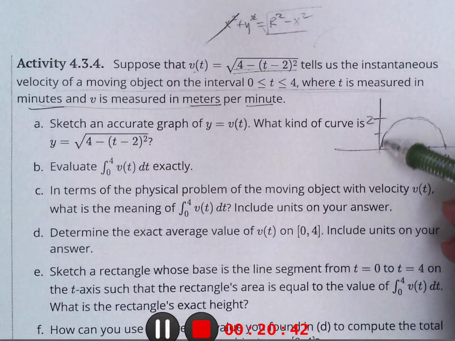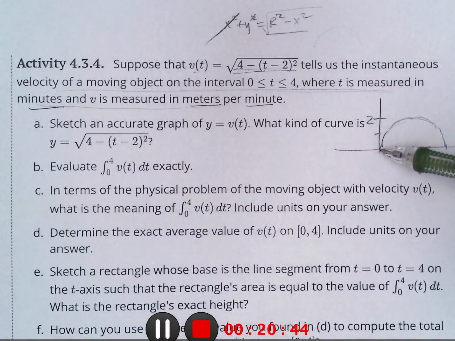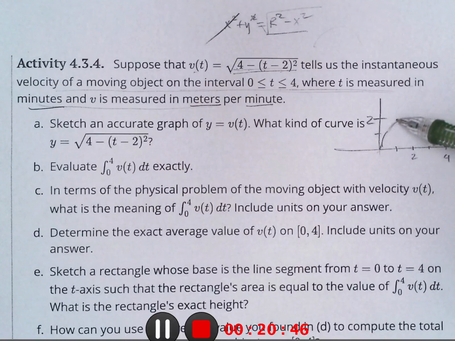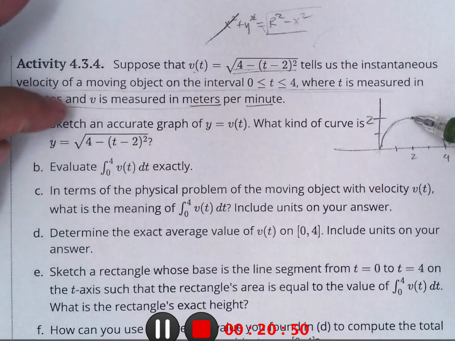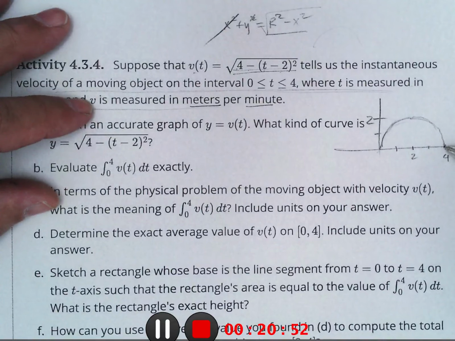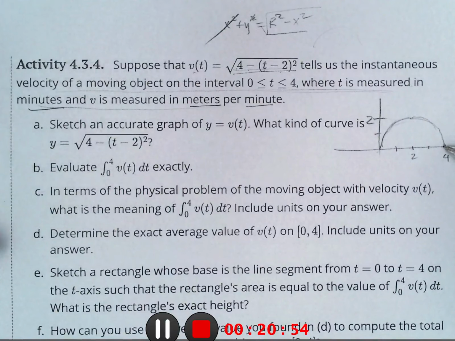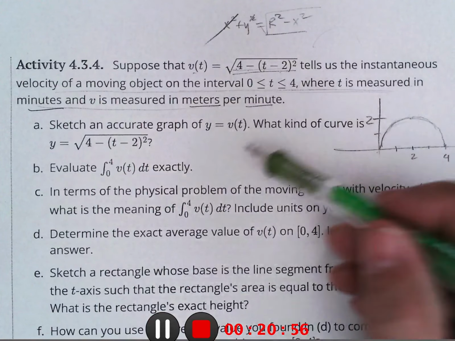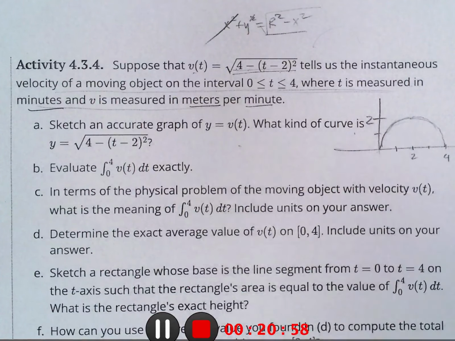So that's what the velocity is looking like. It looks like the object started and quickly accelerated, got up to a speed of about 2 meters per minute, and then slowed down to 0 again. Okay? So sketch it. What kind of curve is it? It's a semicircle, half a circle.